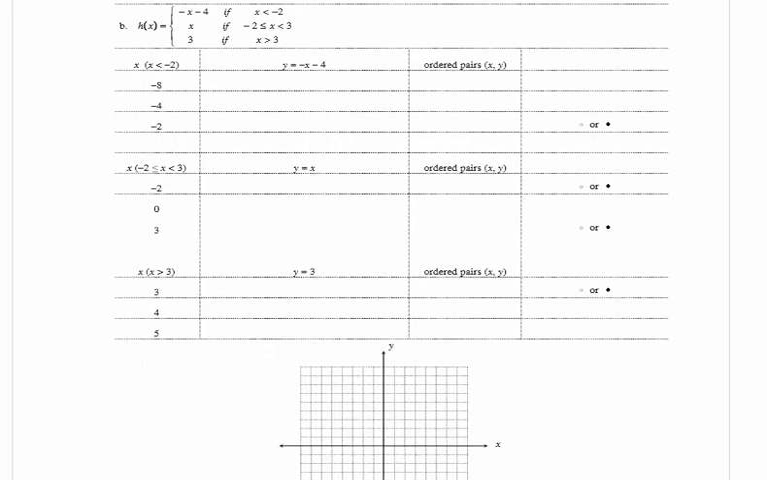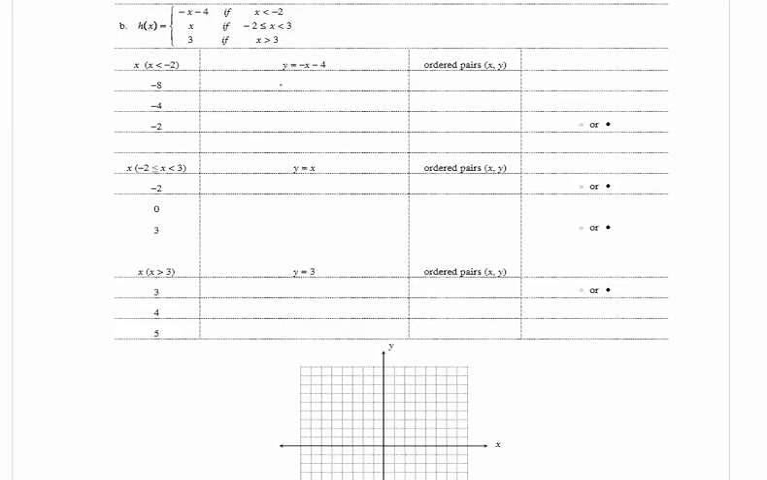In B, we have h of x is equal to negative x minus 4 if x is less than negative 2, x if negative 2 is less than or equal to x is less than 3, and 3 if x is greater than 3. So the first piece of the function, negative x minus 4, we're going to look at values less than negative 2, and we have negative 8, negative 4, and negative 2.